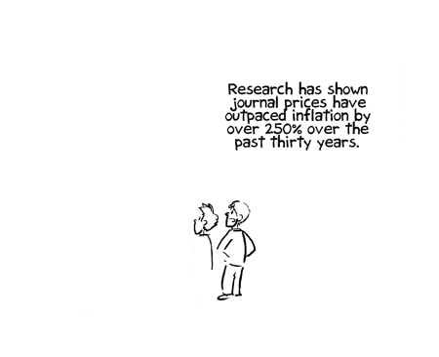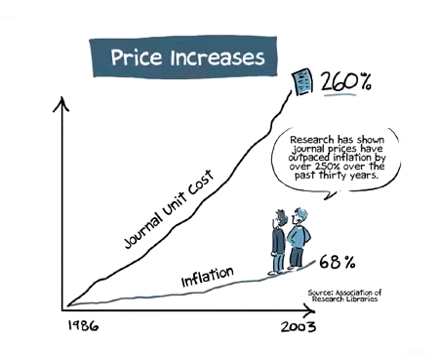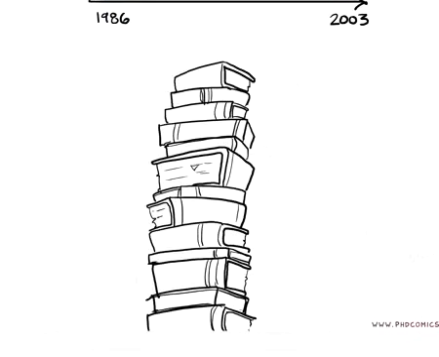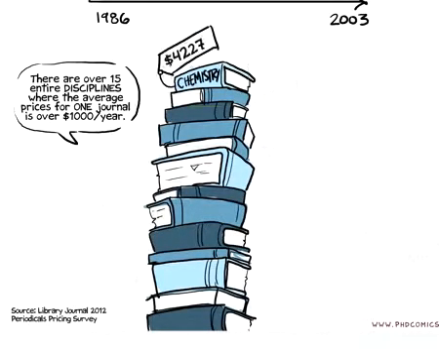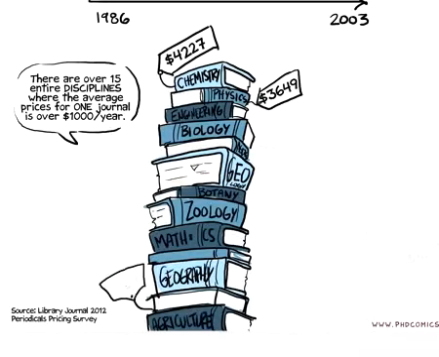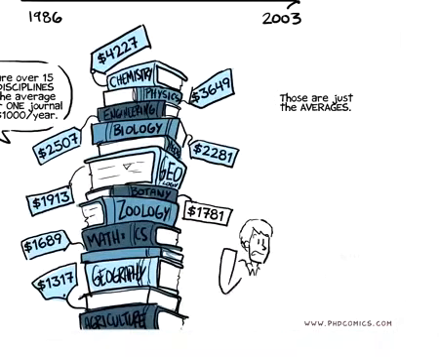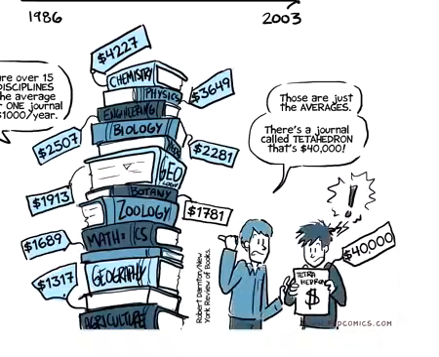Research has shown that journal prices have actually outpaced inflation by over 250% over the past 30 years. There are over 15 entire academic disciplines where the average price for one journal is over $1,000 for one subscription for 1 year. In chemistry, the average title is $4,227, and physics $3,649, and it even goes down into agriculture, which is still over $1,000, and geology and botany, all over $1,000. And those are just the averages. Those aren't the way out there. There's a journal called Tetrahedron that's $40,000.